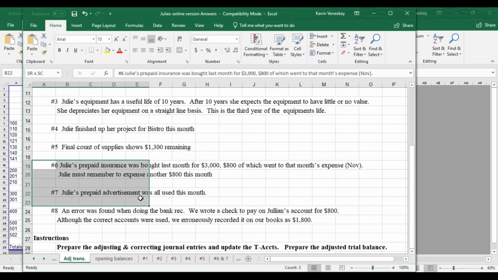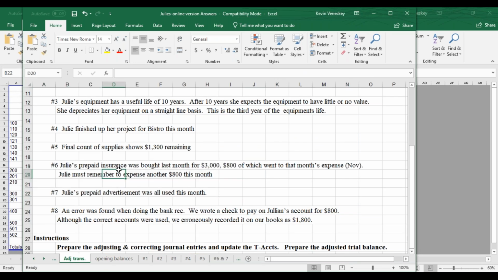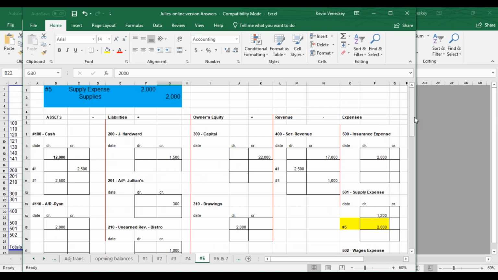Okay, 6 and 7 are very similar, both dealing with prepaids. I tried to put a little extra information in here to number 6 to make it more realistic. And usually when they're more realistic, they become a little bit more confusing. And that's pretty typical. So it says here that we spent $3,000 in November, but $800 of it was used as an expense in November. So we're not going to find $3,000 in our prepaid insurance because I've already used some of that $3,000. So what I should find in my prepaid insurance is $2,200.